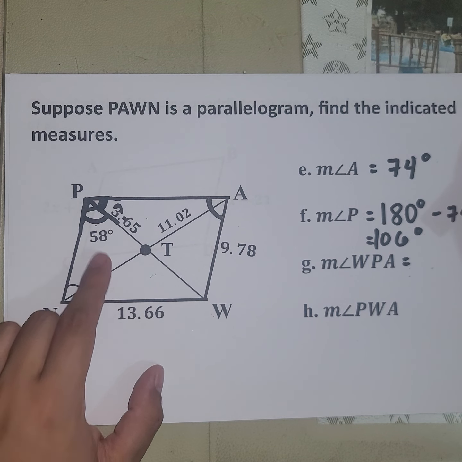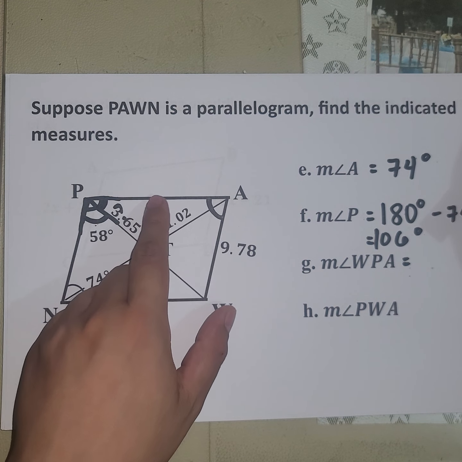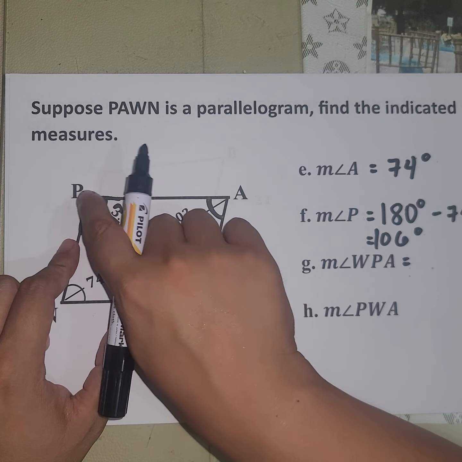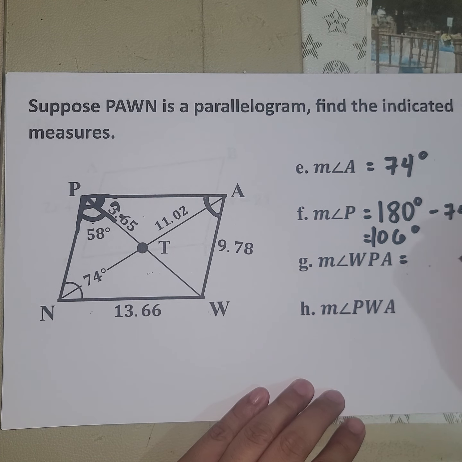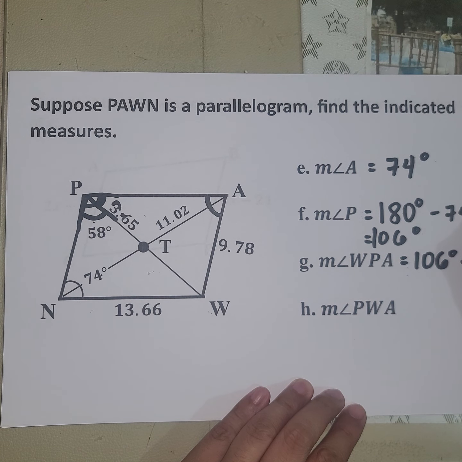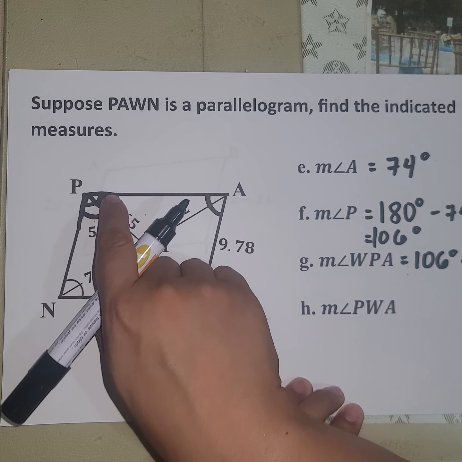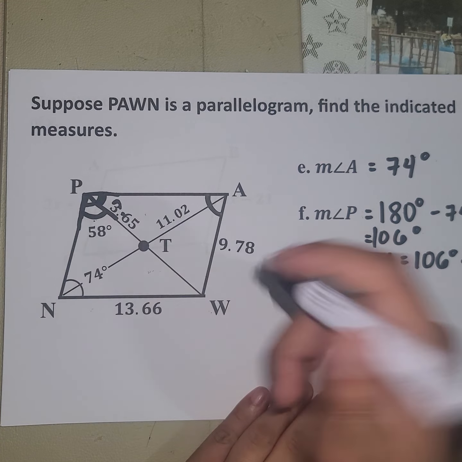If you have 58 degrees here, and we need to find this one, and as you all know, the whole measure of angle P is 106 degrees. So, what is the measurement of WPA, the part of angle P? It's 106 degrees minus, sorry, it's not 74, it's 58 degrees. Because this whole is 106 degrees. If you have 58 here, what is the measurement here? Just subtract.